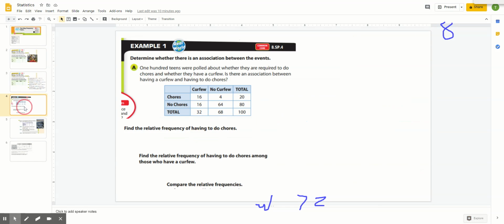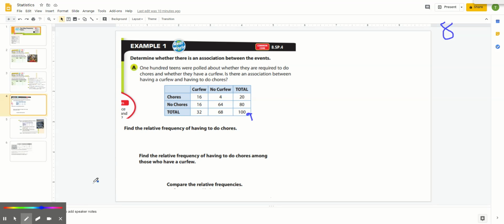We have curfew versus non-curfew. All right, so kind of a good connection to what's been going on lately, right? In terms of will curfew affect behavior? So let's take a look here. All right, so 100 teens were polled, and you'll see that number right there. Whether they are required to do chores and whether they have a curfew. All right, is there an association between having a curfew and having to do chores? All right, so let's calculate these two.